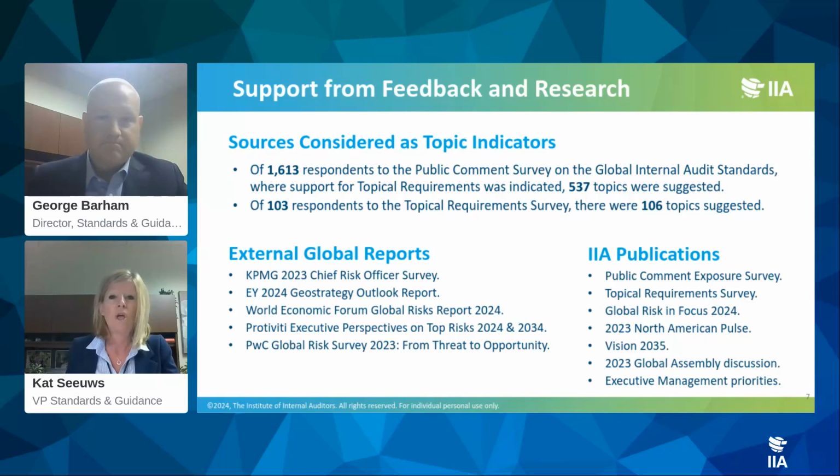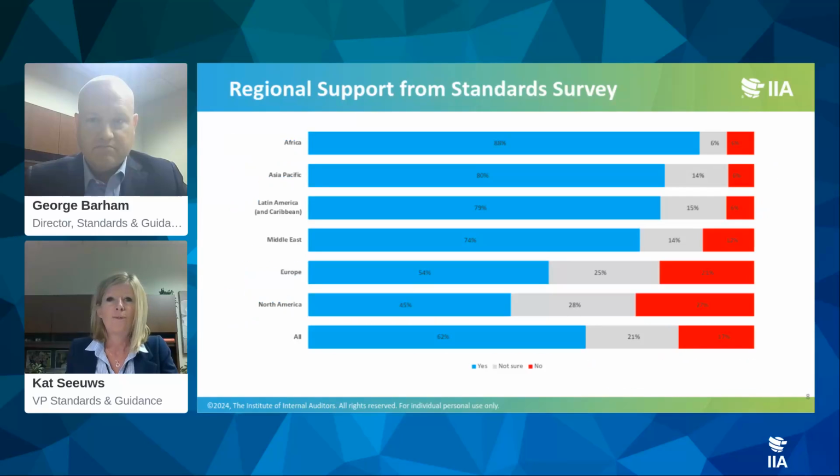Global Guidance Council. We also relied a lot on external information, like reports from our partner consulting firms and from the World Economic Forum, and of course we also have very interesting internal resources, like our Risk in Focus report, the Vision 2035 project, and the information that we collected during our General Assembly. So all this very valuable input went into prioritizing and selecting topics.